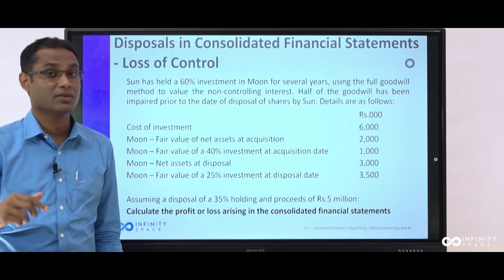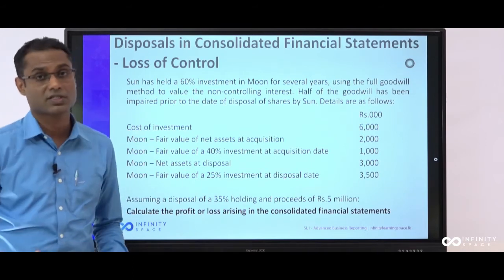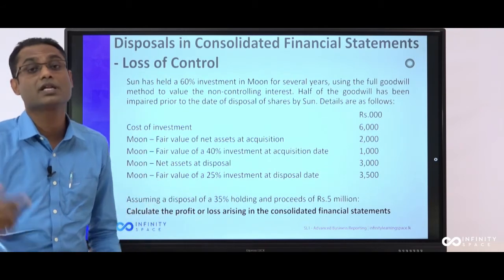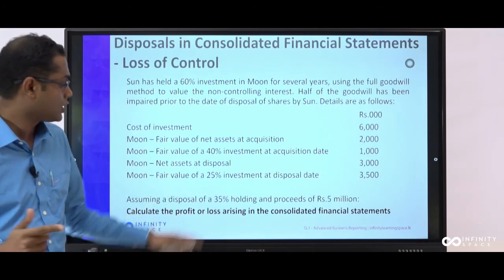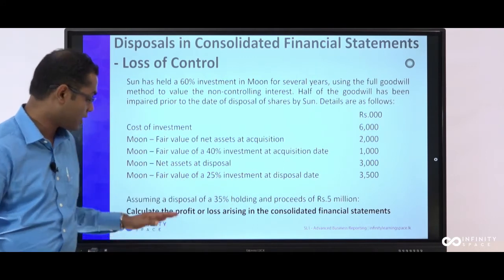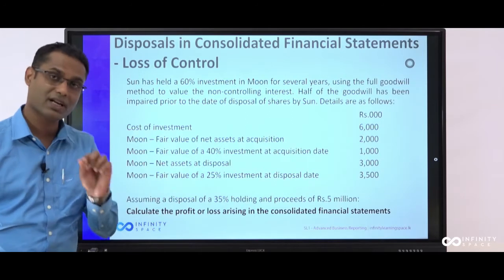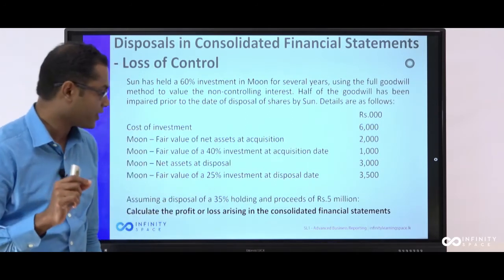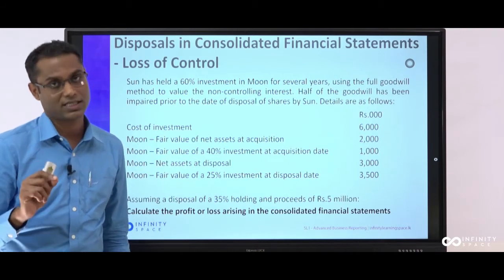It has to be accounted. Maybe you have significant influence from that point, because normally having 20 to 50%, we believe that we have significant influence. So it has to be accounted as an associate from that point onward. Now the question wants us to do a simple computation: calculate the disposal profit in the consolidated financial statements.